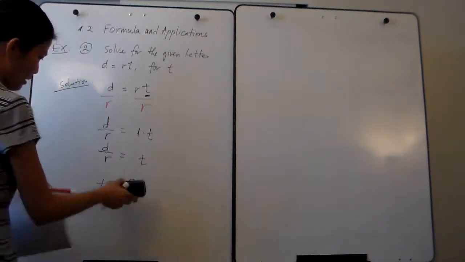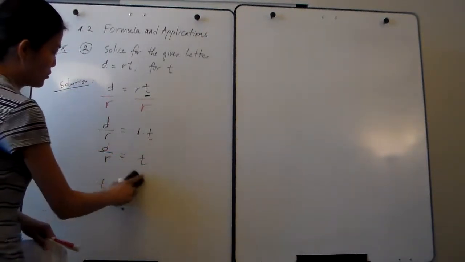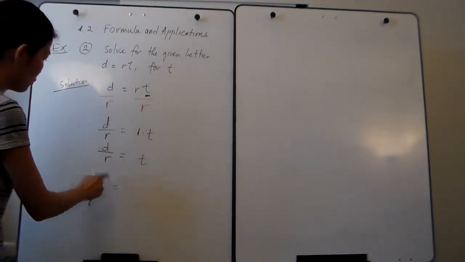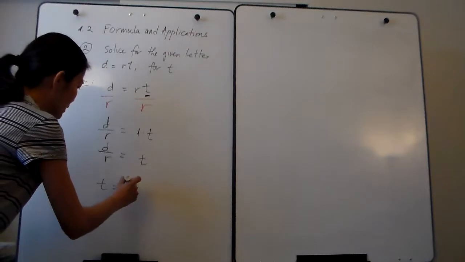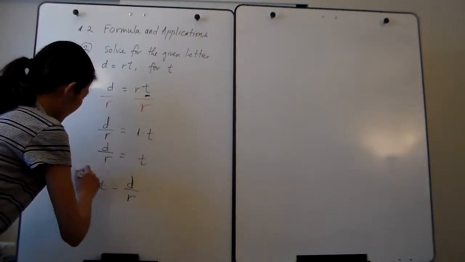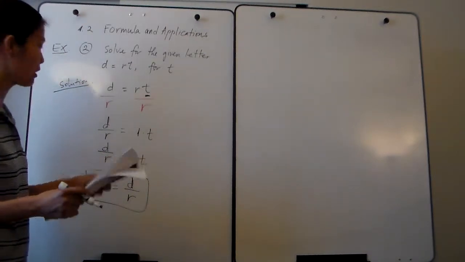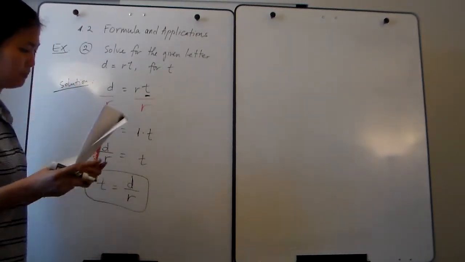Again, we're basically almost done. I just want you to write what you're looking for on the left. So T equal to D divided by R. Just rewriting it. So this is the answer for this exercise number 2.